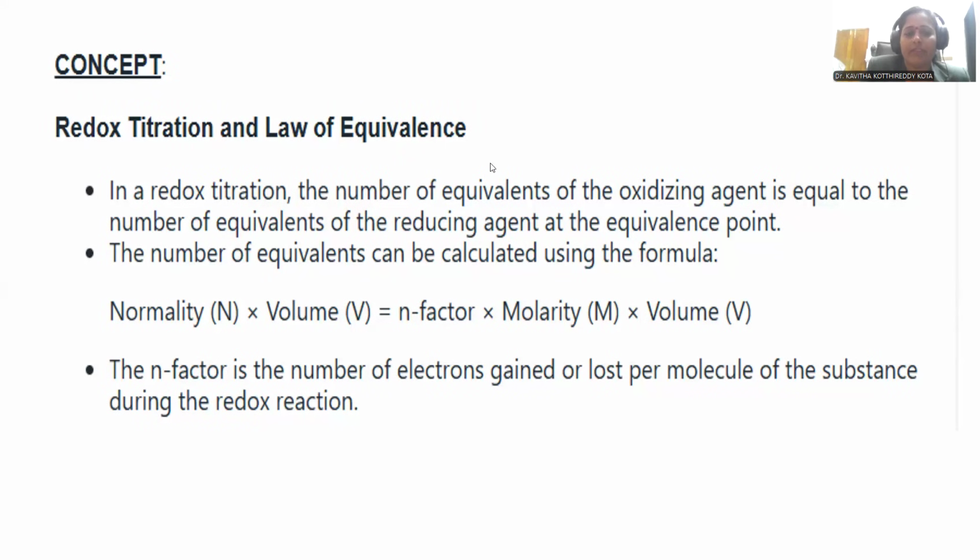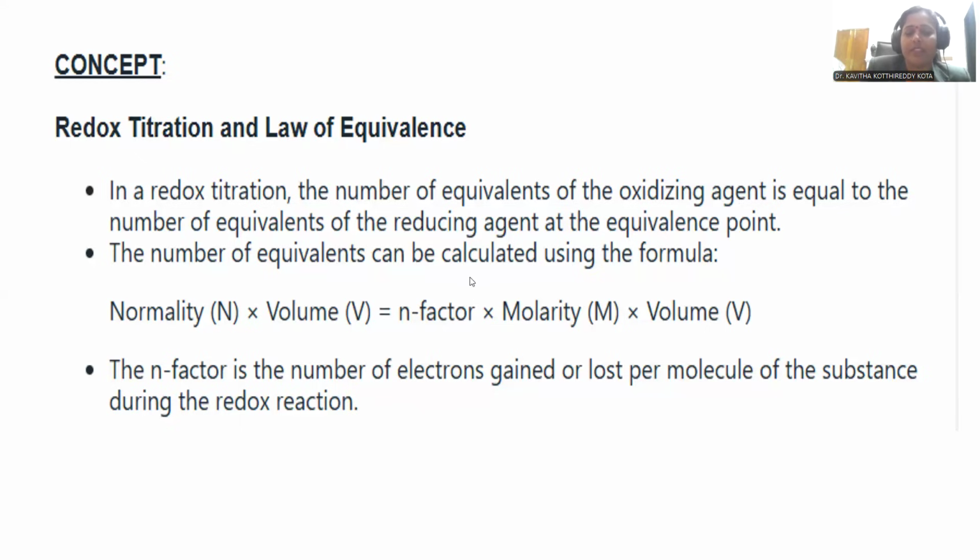and the law of equivalence. Redox titration means the reaction is accomplished by oxidation and reduction both together, that is, a redox reaction. Within the same reaction, oxidation and reduction take place simultaneously. The number of equivalents of oxidizing agent is equal to the number of equivalents of reducing agent at the equivalent point. Equivalent point is nothing but the end point where the reaction is completed.